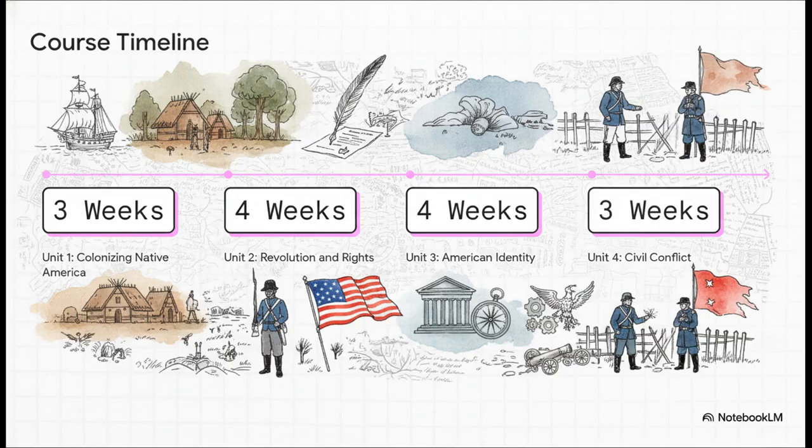We're going to zoom in on how a series of early conflicts and compromises actually forged our national identity. We spend 3 weeks on colonization, 4 on the revolution, 4 on forming our identity, and 3 weeks leading directly into civil conflict. And remember, every single week builds powerfully on the last to get you ready to form a reasoned conclusion for your project.